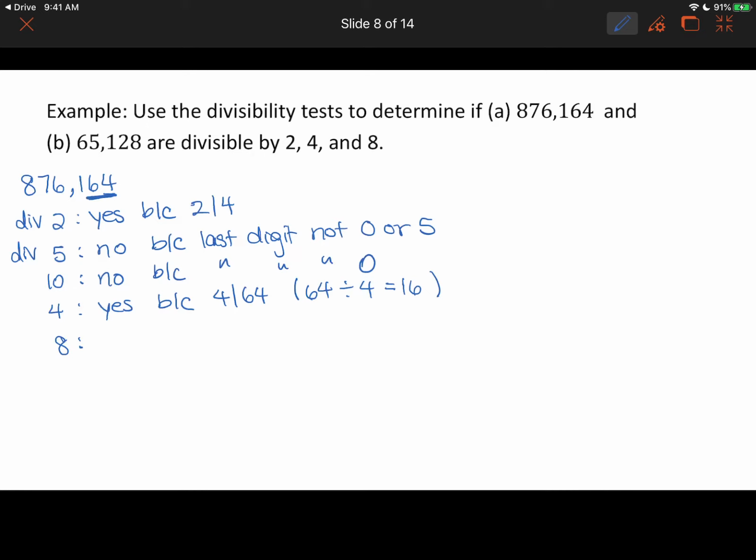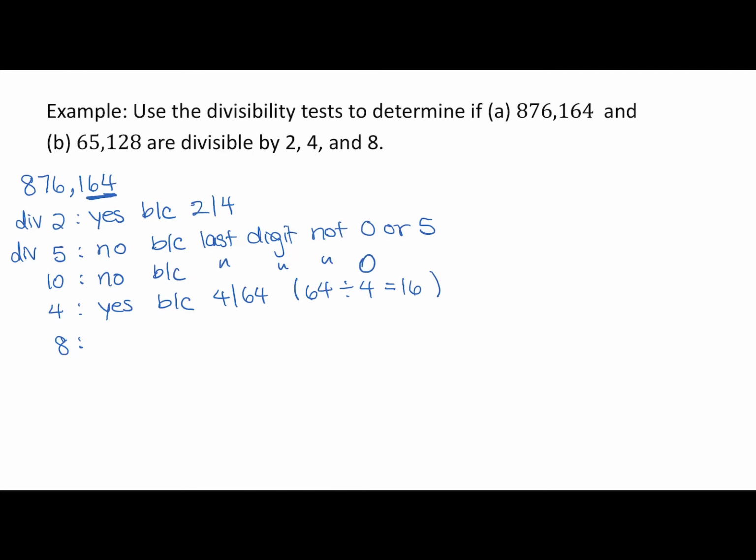And what about 8? Is 64 divisible by 8? Nope, I need to look at 164. So here you might need to do some scratch work. 8 goes into 16 twice. I subtract and I'm left with 4. 8 goes into 4 0 times, and I have a remainder of 4. So the answer here is no, because 8 does not divide 164.